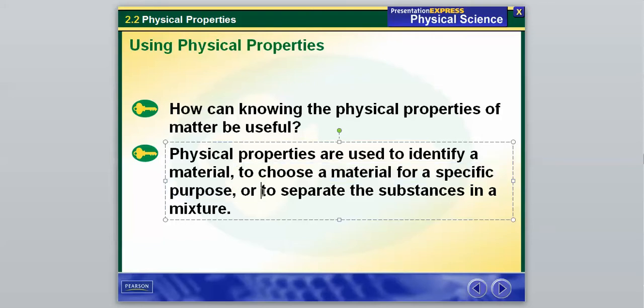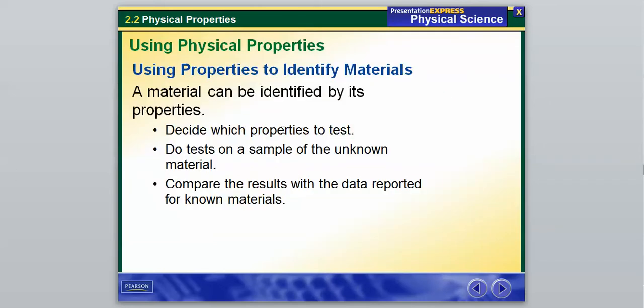Or we can use them to separate the substances in a mixture. Sometimes the particles in a mixture cannot be separated really easily, so we can use the physical properties to separate them, and we will give examples of those as we go on. But we're going to start with the first one of why physical properties are useful, because they can be used to identify a material. So a material can be identified by its properties.